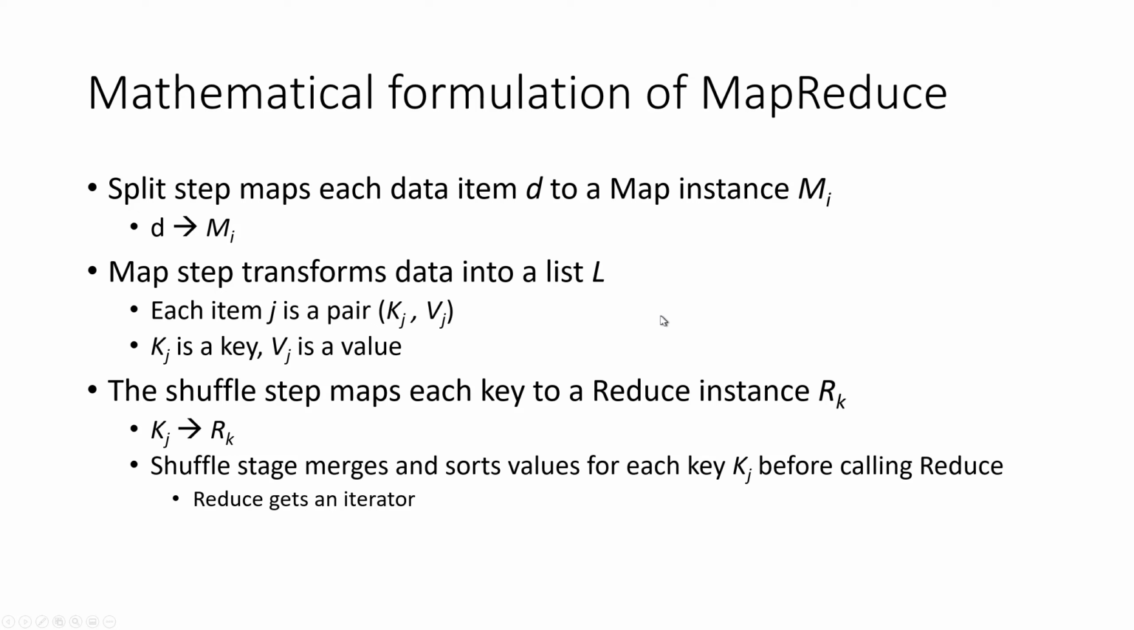So the shuffle stage will send all values associated with a key j to a given reduce instance. But before doing this, the shuffle stage merges all the outputs from the map instances for a given key, and then it sorts values for that key and then sends these values to the reduce instance as an iterator. So this is why when we're writing MapReduce code, the reducer gets a key and then an iterator, which is a list of all of the values that the maps produced for that key.